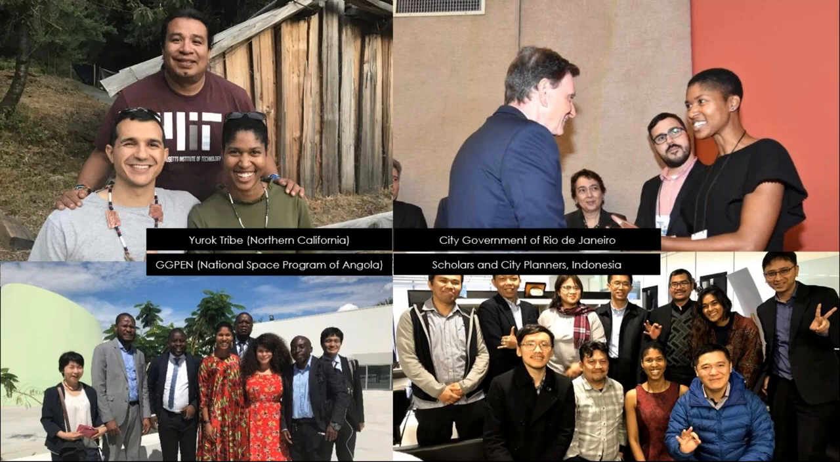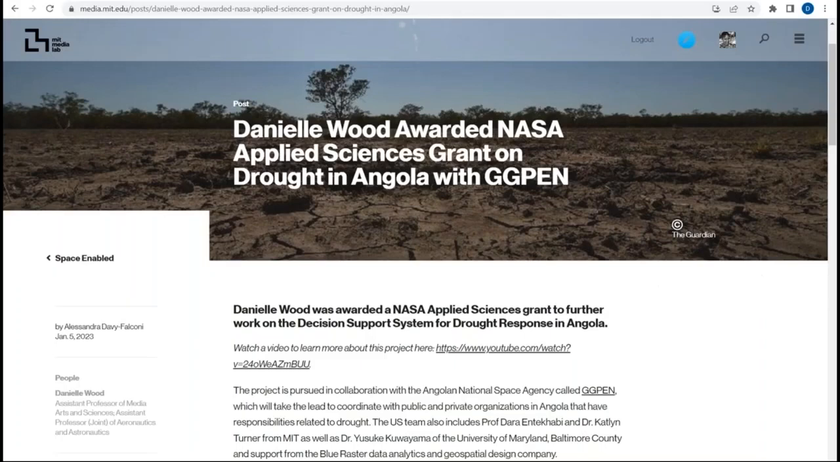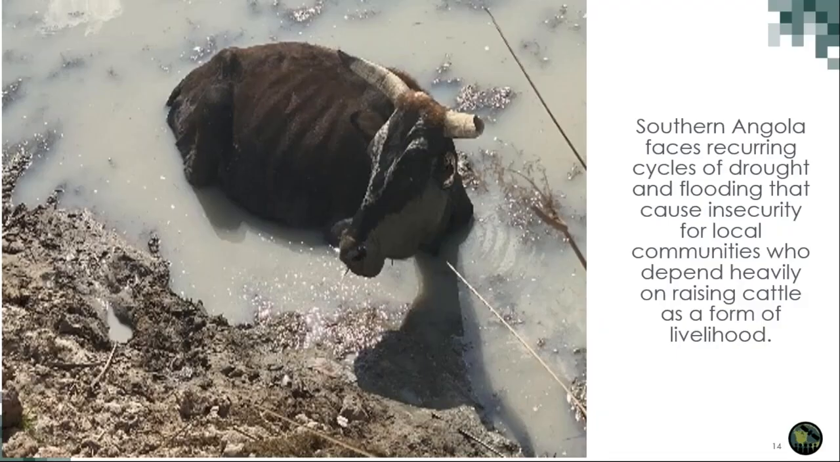And we try to consider if we are aligned with those values and try to see how we could apply satellite data with them. I gave a brief example on the case study in Angola, and this is funded by NASA's Applied Sciences Program, in particular from the Water Resources Management Program. We are funded to work on the application of satellite data to help support drought response in southern Angola. It's an area affected by long-term patterns of recurring drought and flood, and this affects local communities who depend heavily on raising cattle as a form of livelihood.